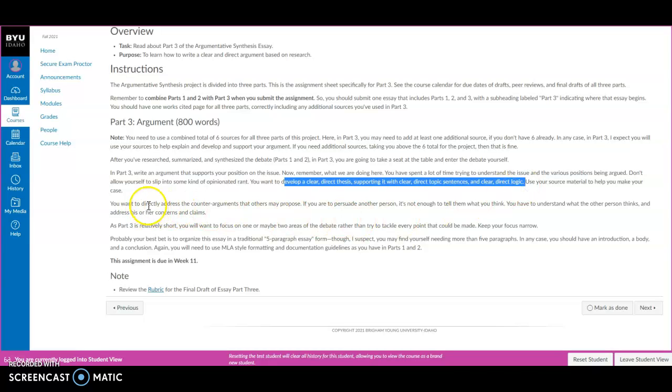You want to directly address the counter arguments that others may propose, and you are persuading the other person. So think of your audience. Who was your audience at the very beginning of this? And you're trying to persuade those people in your audience to your side. Remember, I am not your audience. I am your grader. So think about your audience in that aspect.